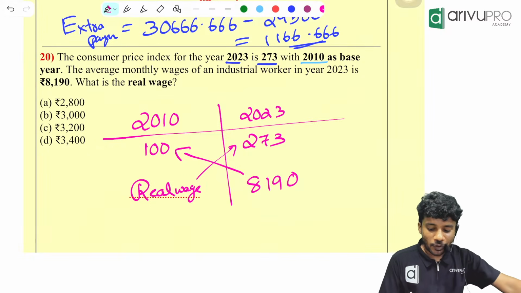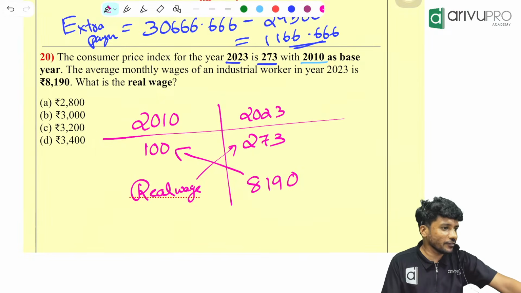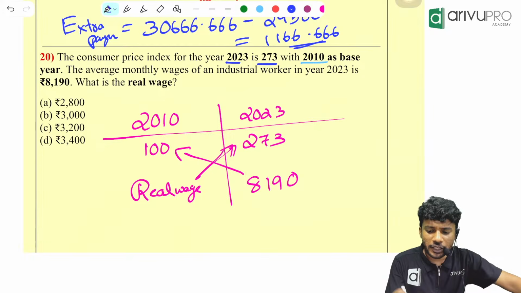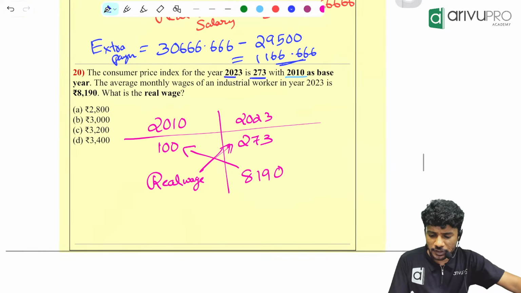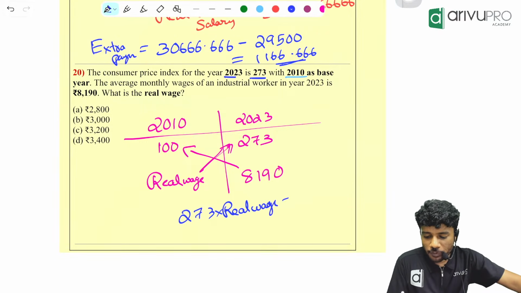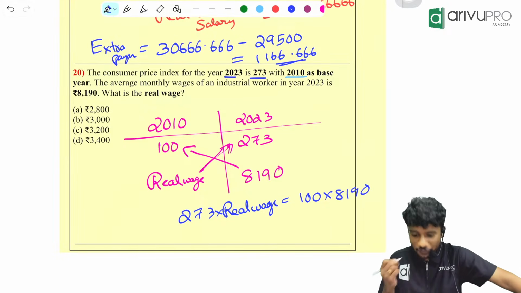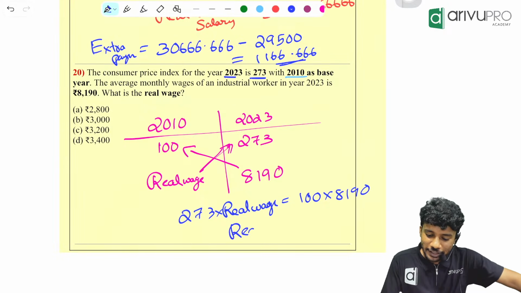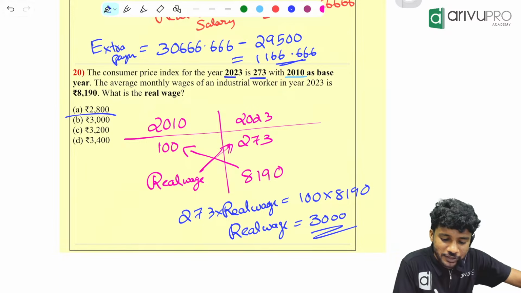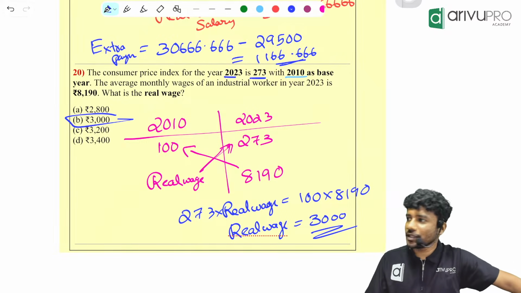Perfect. Now, we need to find the real wage. I told that we will write the real wage over here. Then we will do cross multiplication. When the cross multiplication happens, it will be 273 into real wage, which is equal to 100 into 8190. From that, we are getting the real wage is equal to 3000. Which option is the answer, people? Option B is the answer.